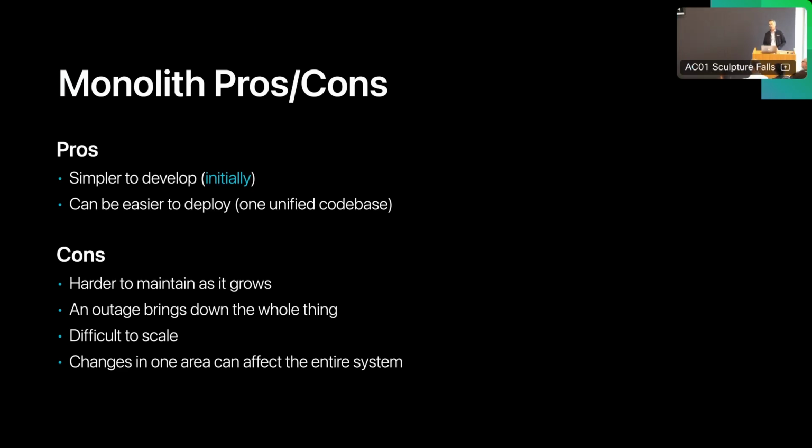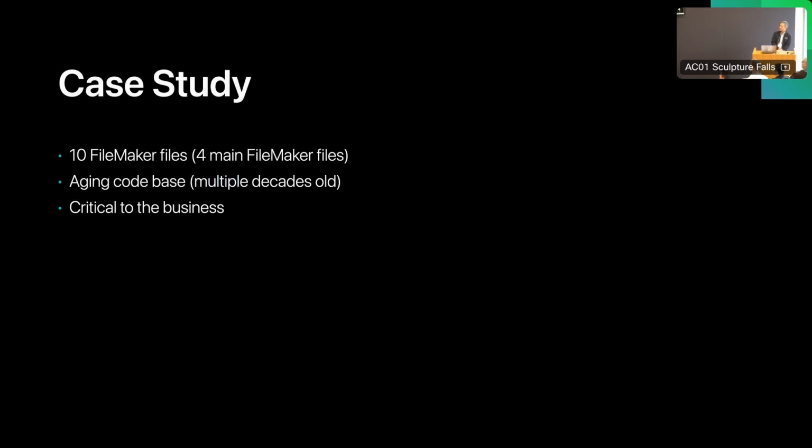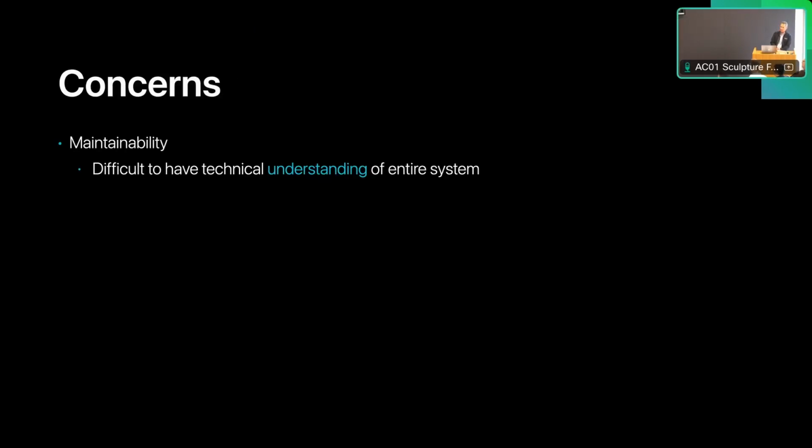So to break this down a little bit more, I'm going to look at a case study. This is one of our clients that's come to us, and they have 10 FileMaker files, 4 of which are the primary ones that users log into. They have an aging code base, multiple decades old, but the application is critical to the business. So it's very important that it runs smoothly, that it's reliable. So they came to us with a number of concerns. One of those concerns was maintainability.